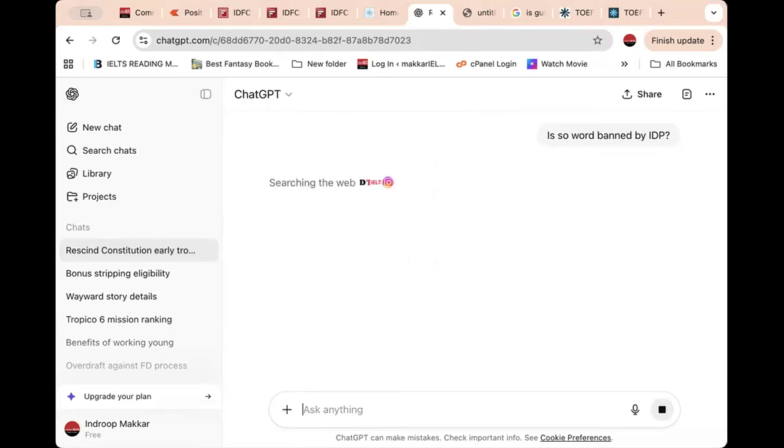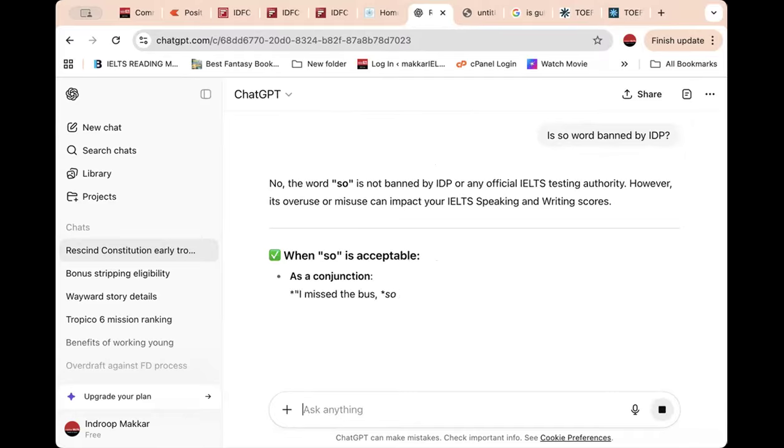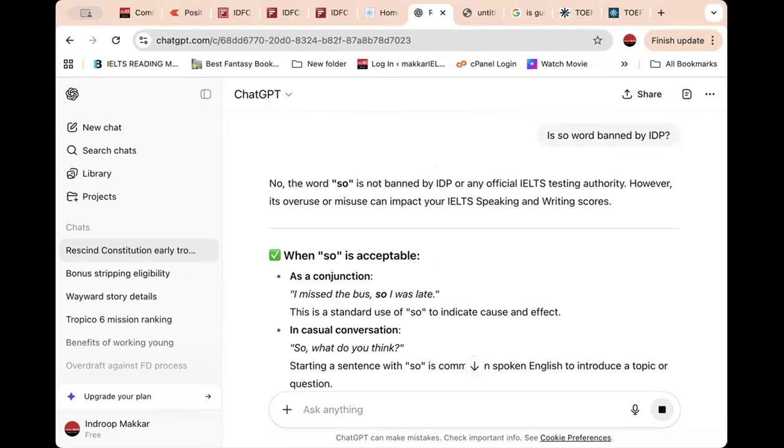Okay, sir. But just to answer, see what did it say? No, the word "so" is acceptable. It's not banned by IDP. How can they ban a word? Okay, they are saying overuse might impact your score. If you write "so" 10 times, it will have an impact, that will happen. If you're repeating something 10 times, it has so many other words that you can use.